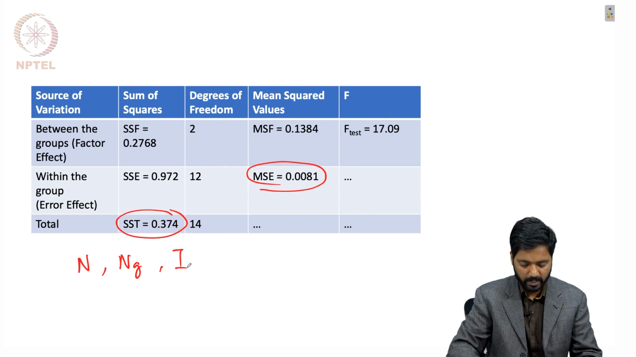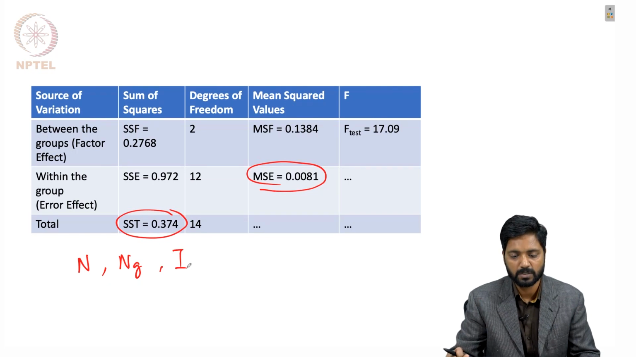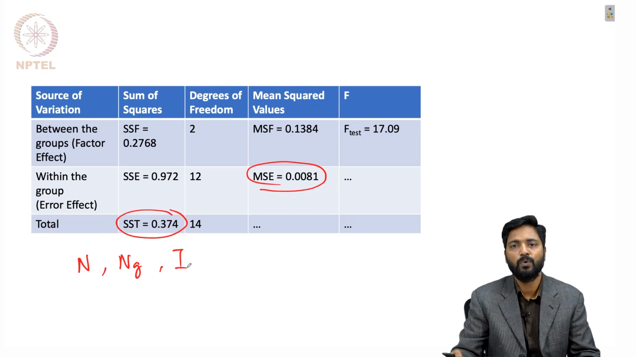So with this we come to an end of this week's lectures. I hope you got a fair idea of how analysis of variance is to be used both manually and through Excel, and you can also utilize the least significant difference to figure out which of the groups have statistically different means at a certain confidence level. Thank you.